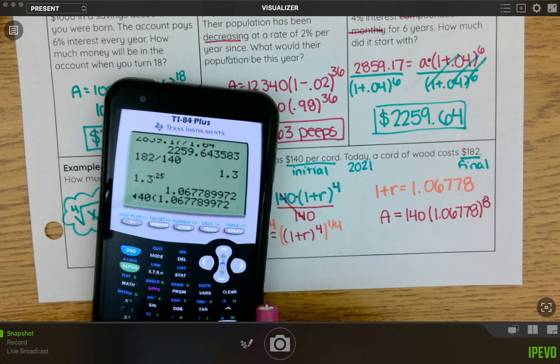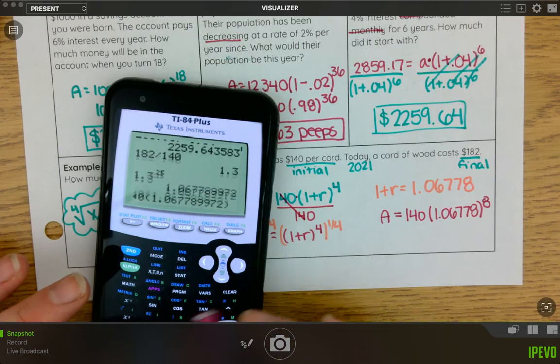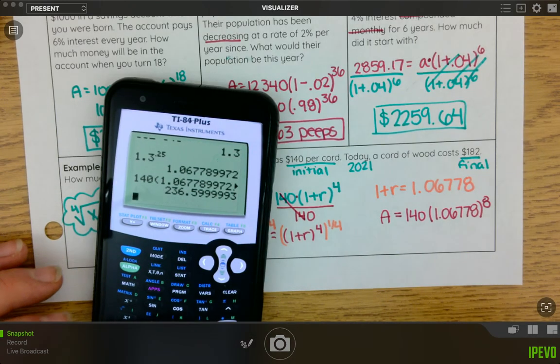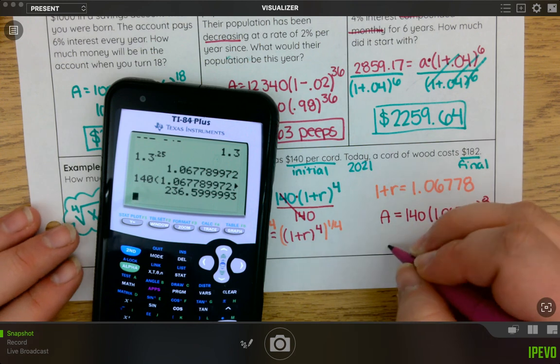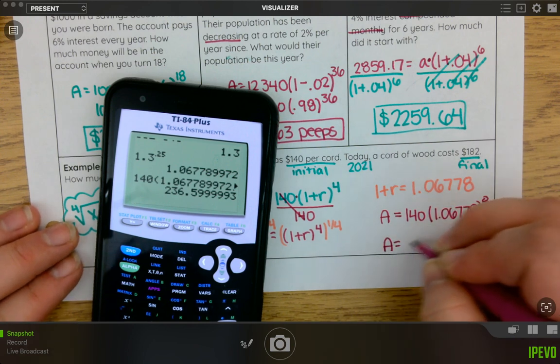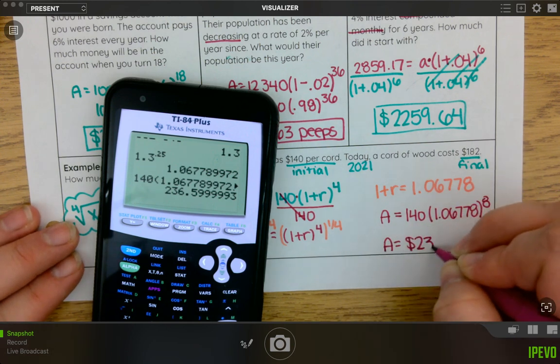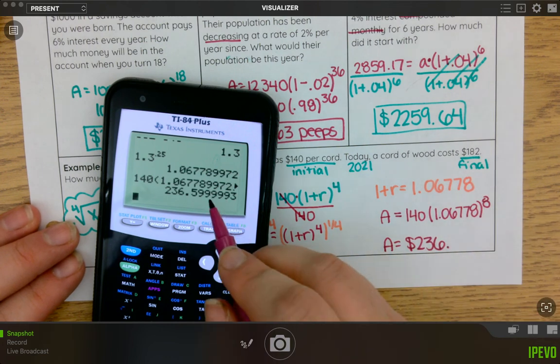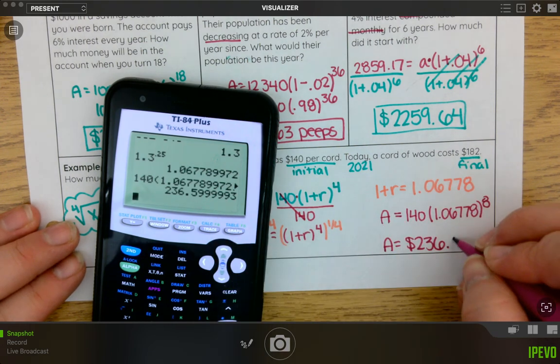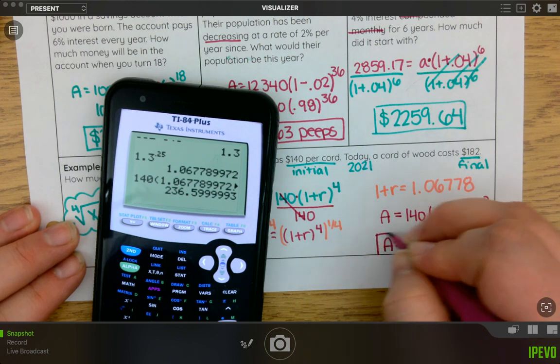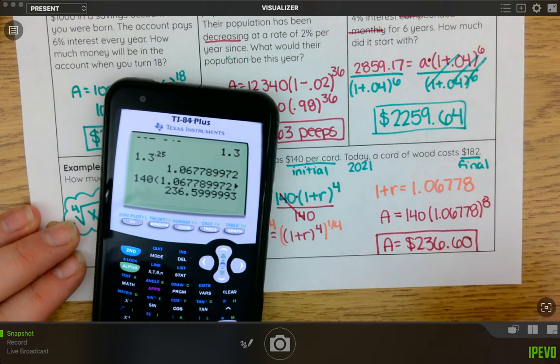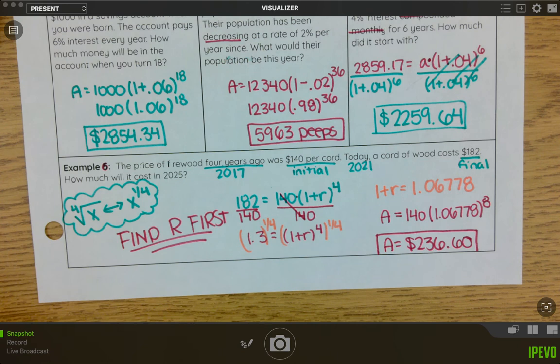1.067789972. I would highly recommend using all the decimal points that you have. Don't round this early in a problem. Don't round until the last part, because otherwise it will give you a different answer. And we've got $236, and this is going to round me up to 60 cents. Okay, we are talking about money again, so you can round to 2 decimal places.